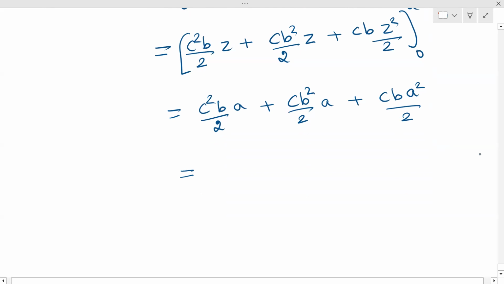Now we can simplify by taking common. So what can we take common? A, B, C by 2. So which is nothing but A plus B plus C.